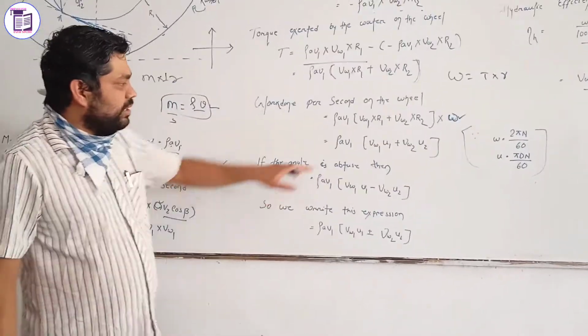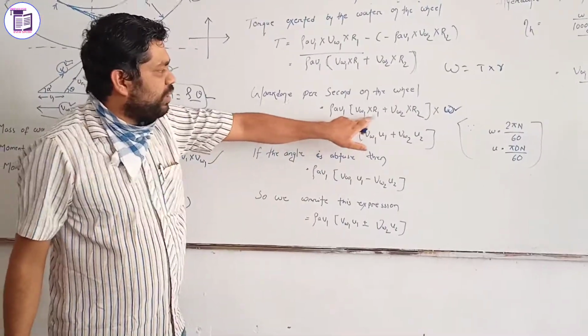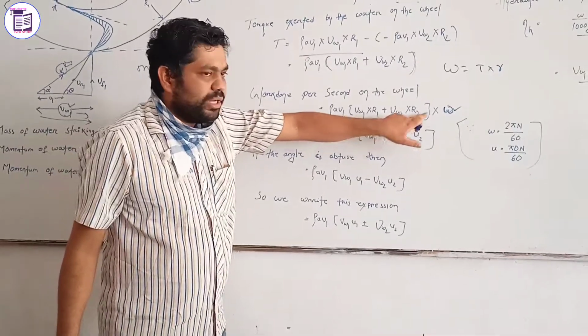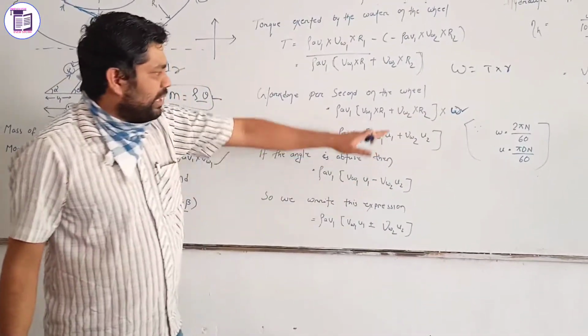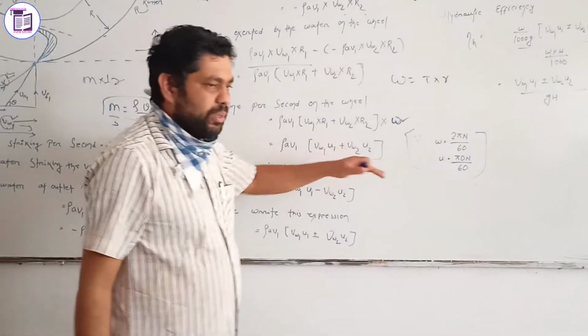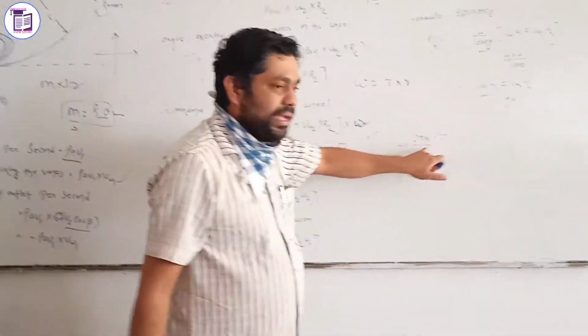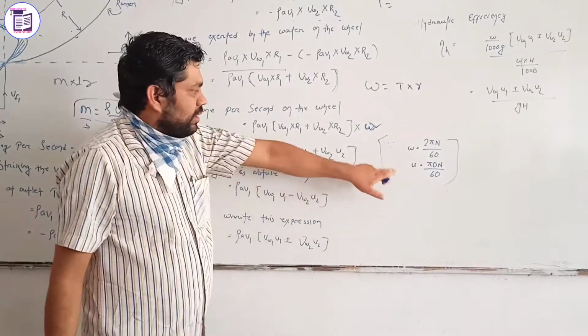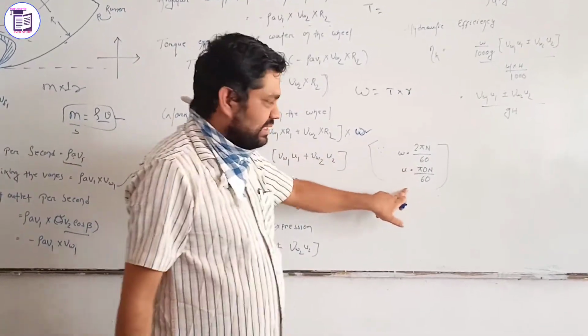Using this expression, rho V1 VW1 R1 plus VW2 R2 into omega. So omega will multiply on both sides. Consider omega in radians, which is 2 pi N by 60. So u is pi D N by 60.